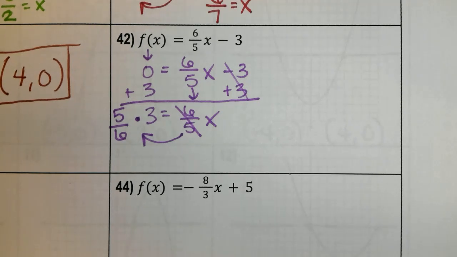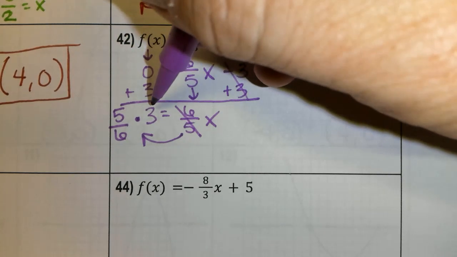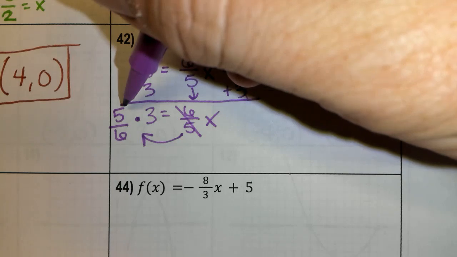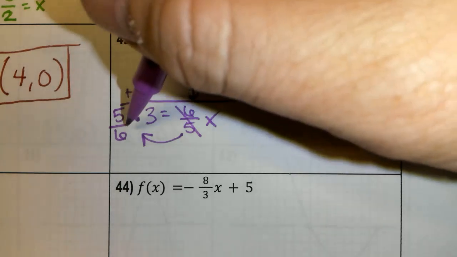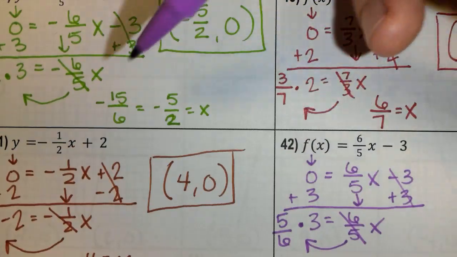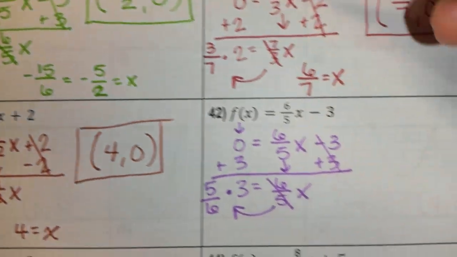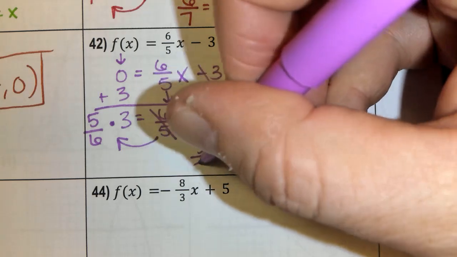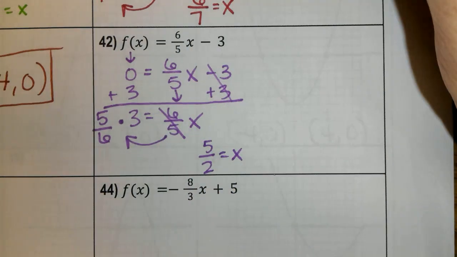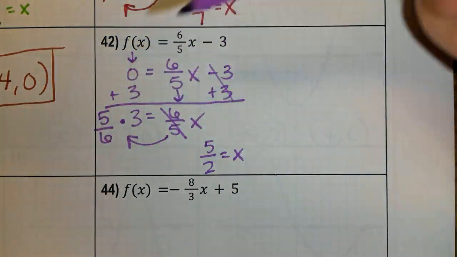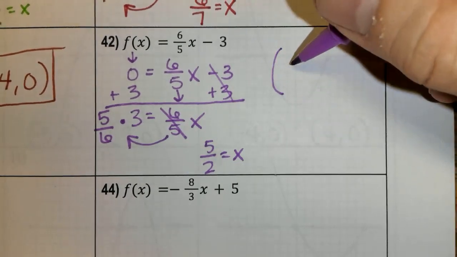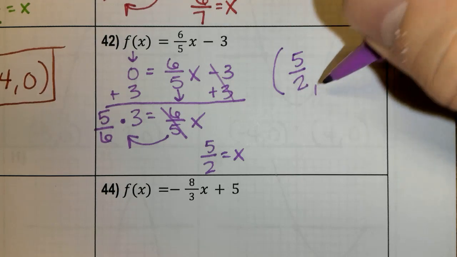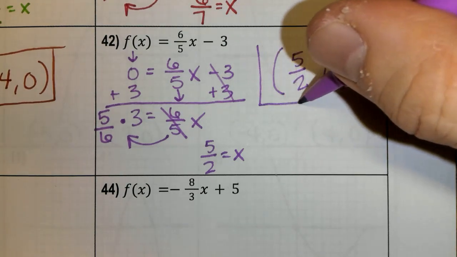All right. Starting with the whole number, 3 times the top, 5. So 3 times 5 is 15. 15 over 6 does not reduce, but we just did that one. So 15 over 6 is 5 over 2. And this one's positive because I don't have any negatives, I'm multiplying. Okay. So if x is 5 over 2, my answer is 5 over 2, 0. And I'm done.